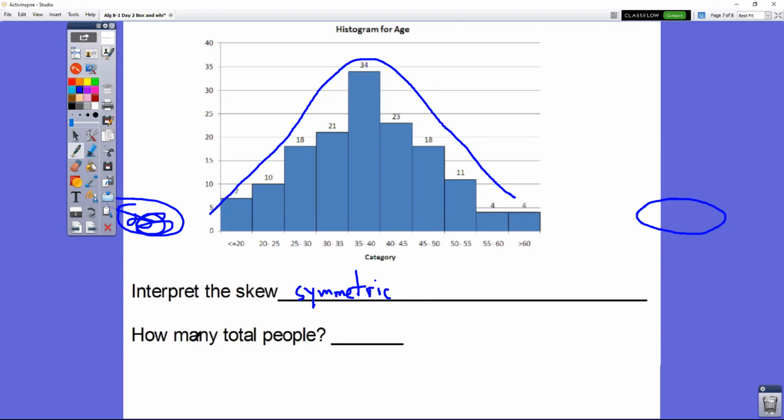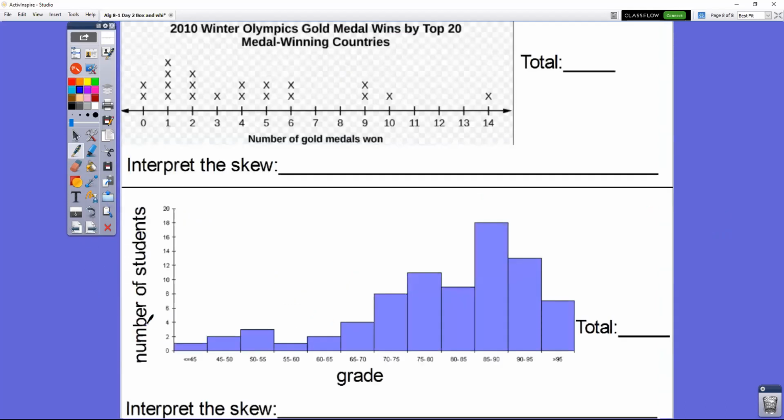All right. How many total people? You're going to be asked questions about these. How many total people is there? Well, what you would have to do to figure out the total people is you would have to add 7 plus 10 plus 18 plus 21 plus 34 plus 23 plus 18 plus 11 plus 4 plus 4. How many total people would there be? There would be 150.